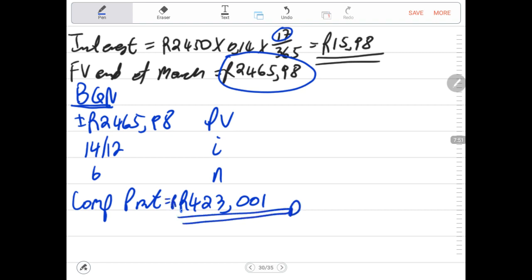So now, in other words, the person who borrowed 2,450 on the 14th of March and starts making payments in the same month of March, which is end of March, where BGN must be used because it's in the same period. It's not one time period after the amount was borrowed. So that's why now we need to use the BGN. For 6 payments, then this person will have to pay 423 rand 1 cent in order for him to settle his account. And now these will be the 6 payments that he's going to be making.